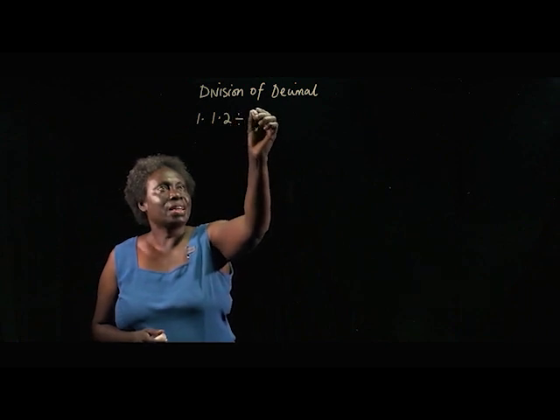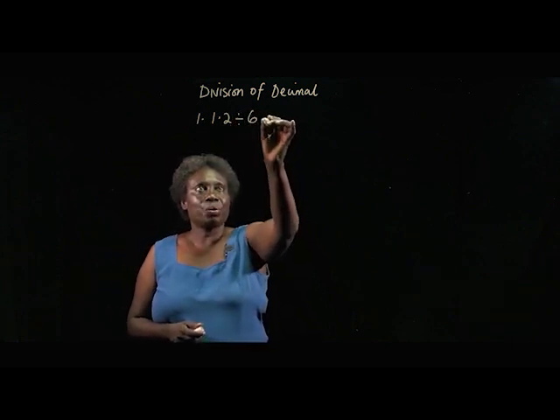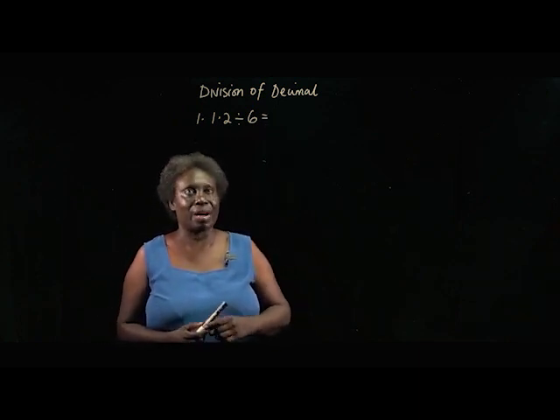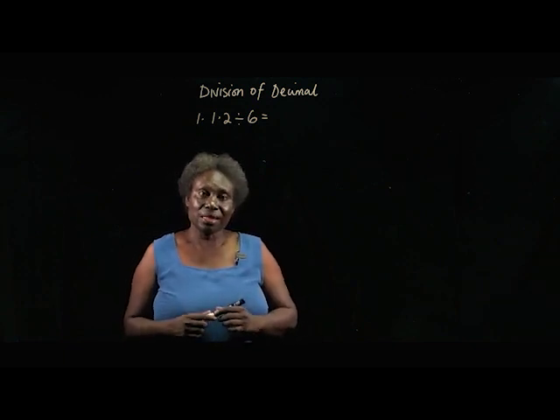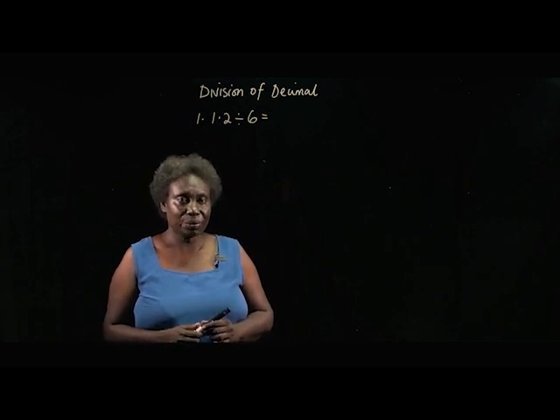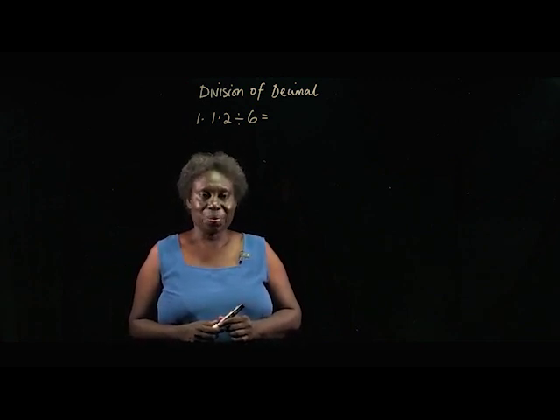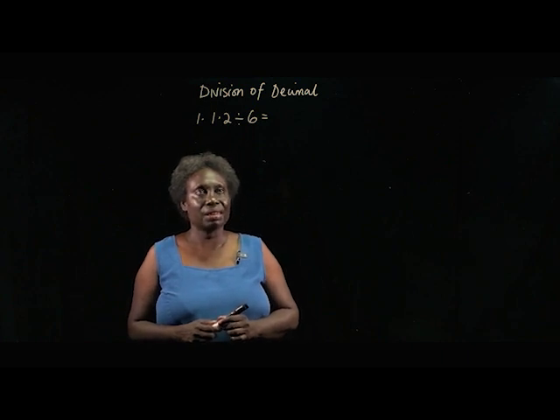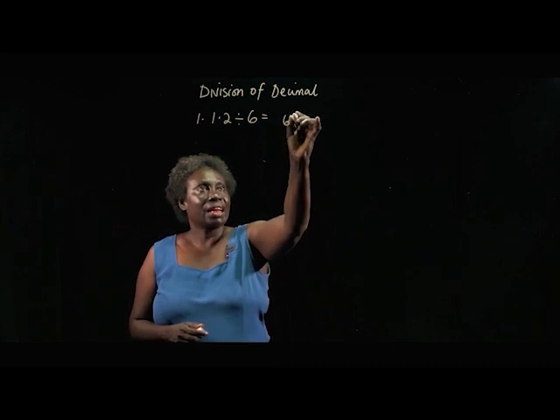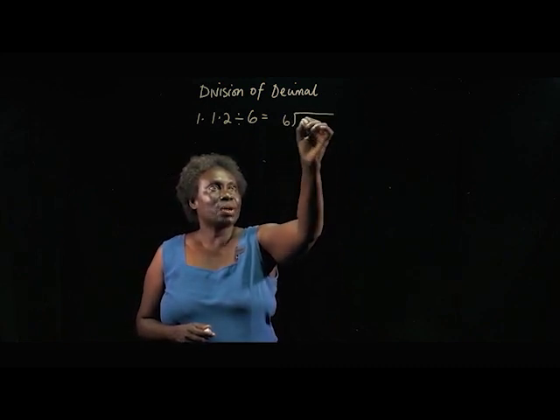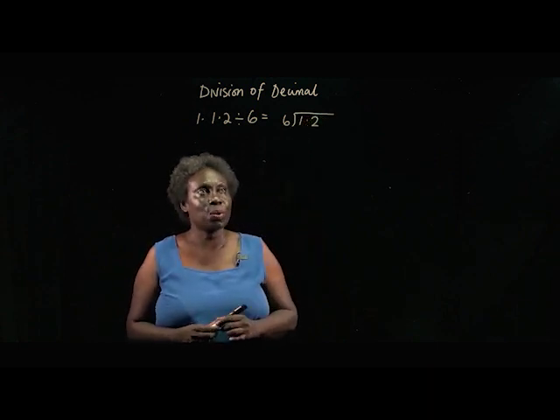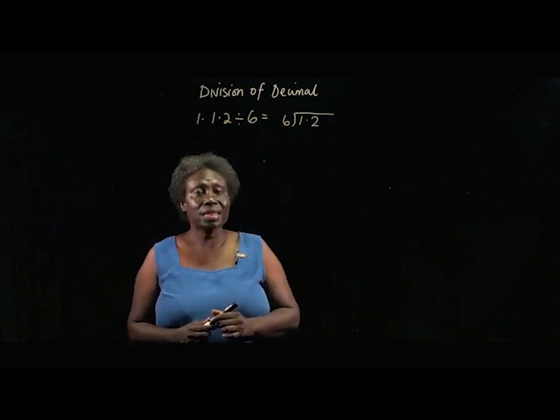1.2 divided by 6. In this example, we are actually dividing a decimal by a whole number. 1.2 is the dividend and 6 is the divisor. We will use the long division symbol to divide 1.2 by 6. The divisor always stays outside and the dividend is always under the division symbol. Now, we have 1.2 divided by 6.